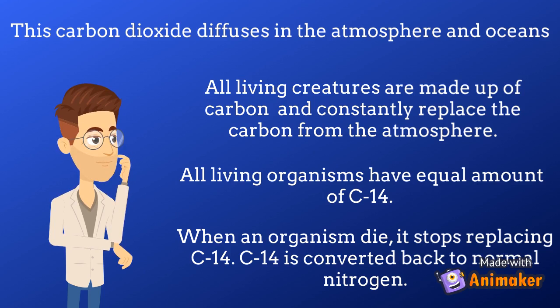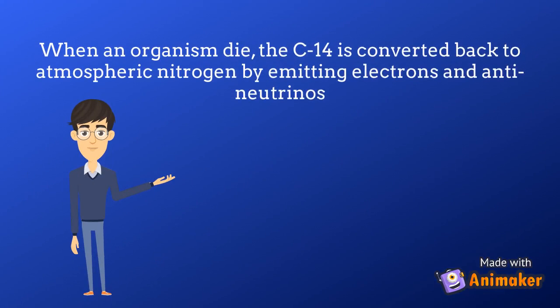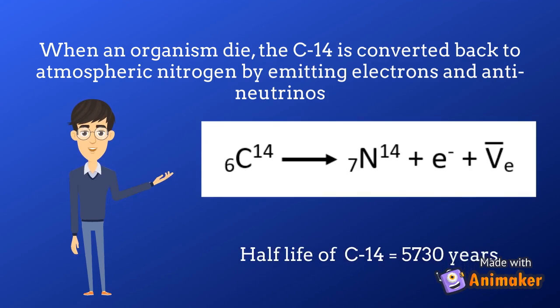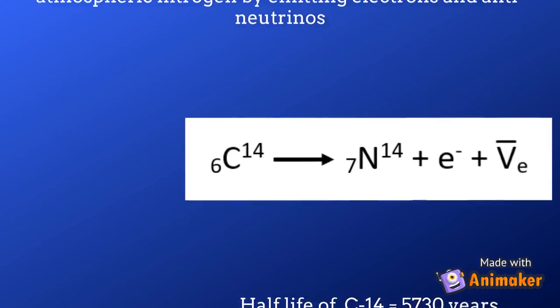The time since the death of an organic sample can be calculated by comparing the proportions of radiocarbon in the atmosphere to what is in the sample. The method is accurate up to 50,000 years ago. When an organism dies, the radiocarbon is converted back to atmospheric nitrogen by emitting electrons and antineutrinos. The mentioned reaction is given below. The half-life of radiocarbon is 5730 years.